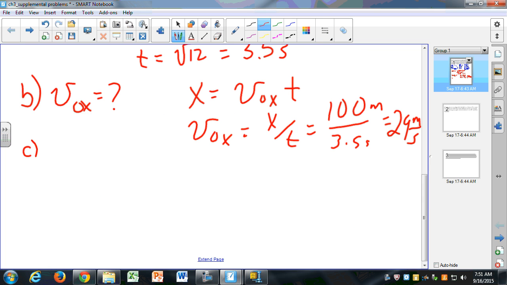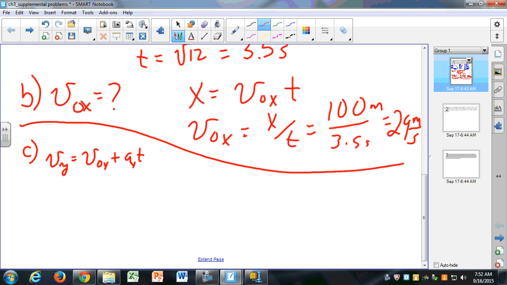In part C, I'm looking now for the vertical component of the velocity. So I know that that vertical component of the velocity changes with time by this function. I know the time at the end. So this is just going to be my v naught y, which is 0, times negative 10 times t, which is 3.5 seconds, or negative 35 meters per second.